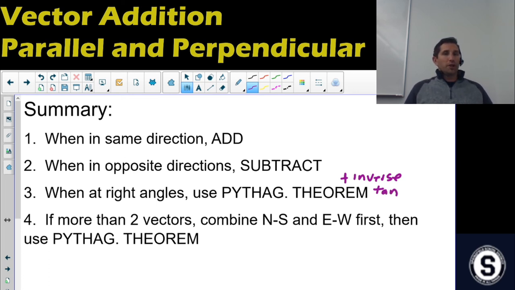And we didn't do an example of this, but if you have more than two vectors, which we won't see a whole lot of, what you want to do is combine all the north and south, like group them all together first, group all the east and west together first, and then use the Pythagorean theorem like we did in the example here in the video. So that is how we do addition of vectors when we have parallel vectors or perpendicular vectors.